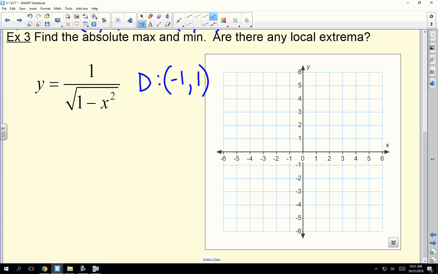And then here we go. Derivative, y prime. Can we do y prime for this? I think before we do y prime, we should think of it like this. Let's rewrite this. So think of this as 1 minus x squared to the negative 1/2 power. That might help you. This is chain rule.